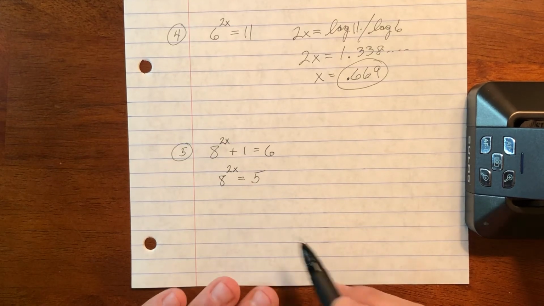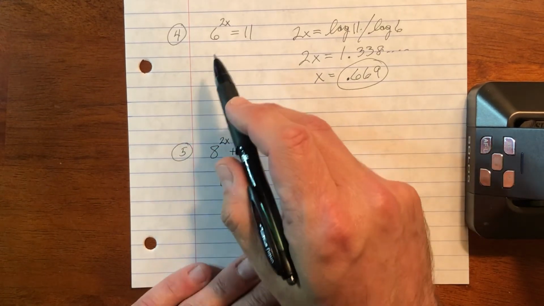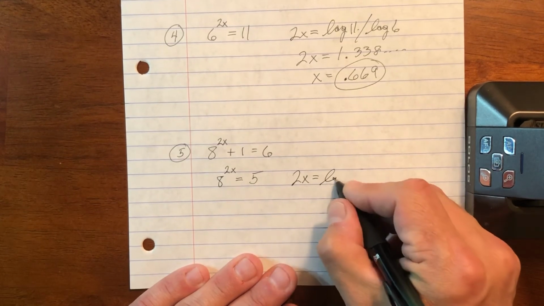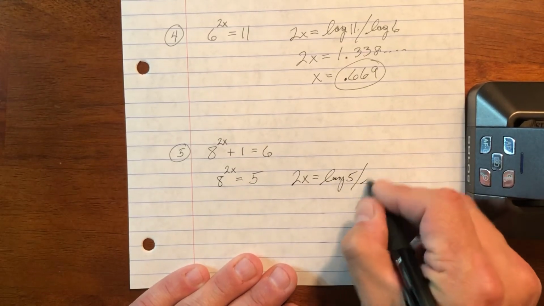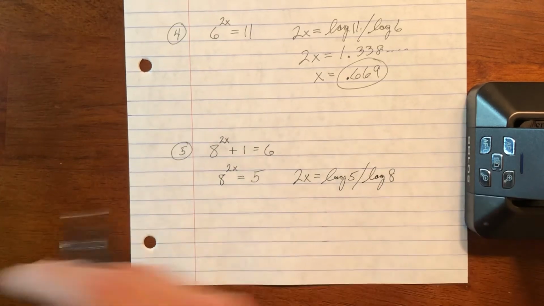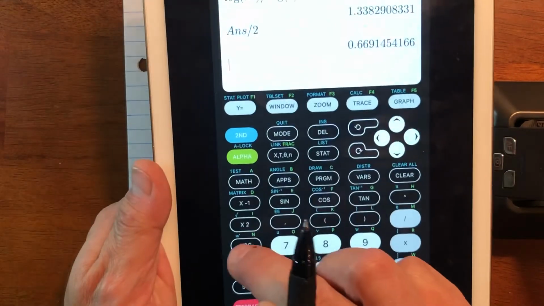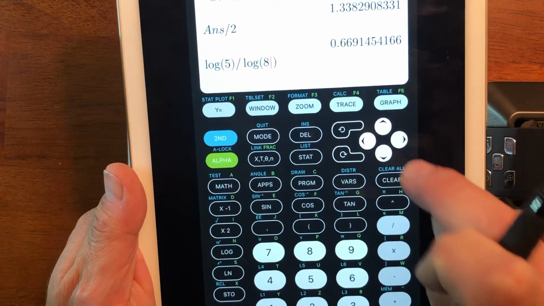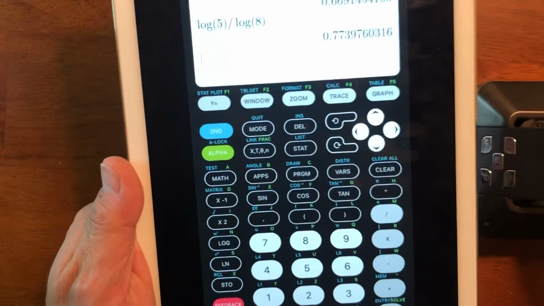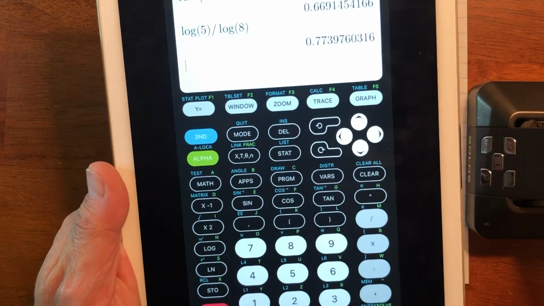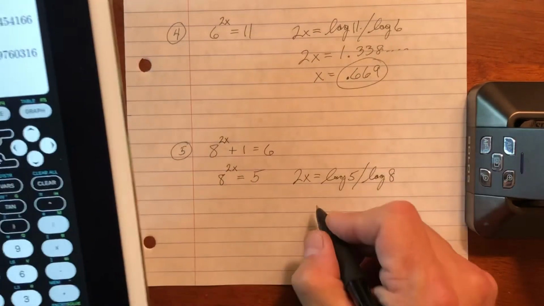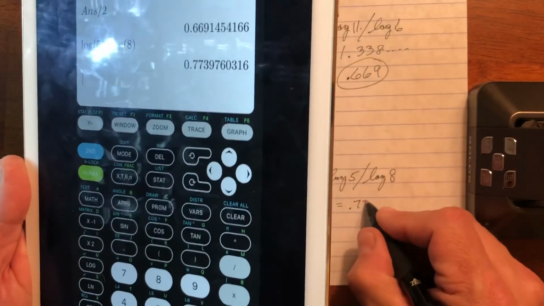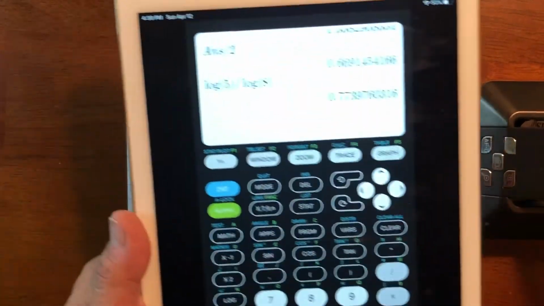And now you can do it just like we did problem number 4, the previous problem. 2x is going to equal the log of 5 divided by the log of 8. So do that on your calculator. The log of 5 divided by the log of 8. Don't round it off just yet. Just leave that number on your calculator. So that means that 2x is going to equal 0.773 and so on. Okay?